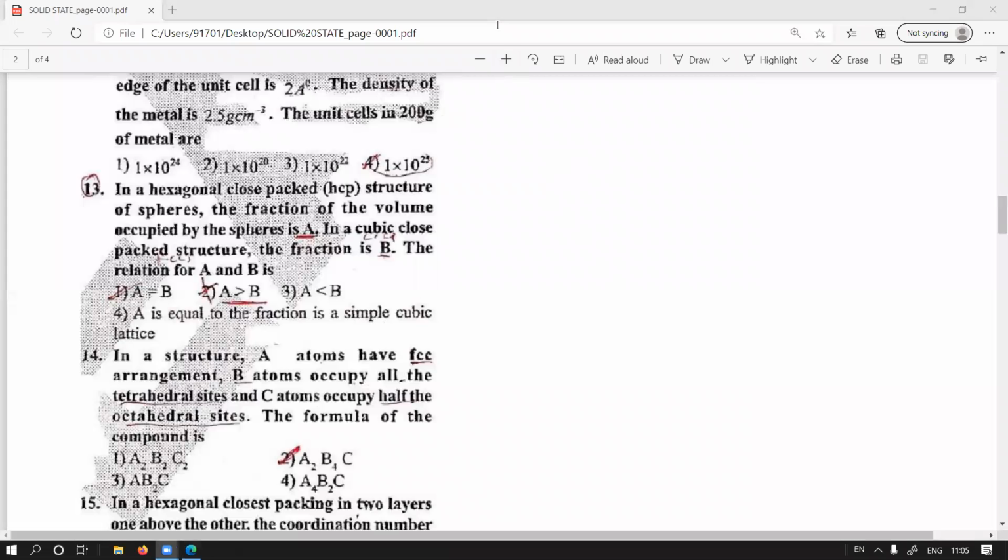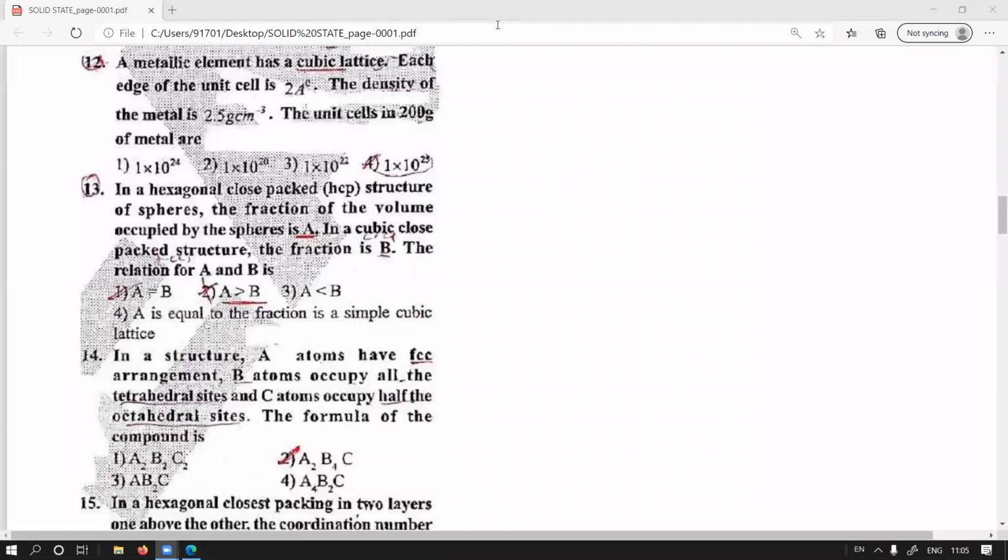See, from the 13th question onwards. What did they give in the 13th question? In a hexagonal close packing structure of spheres, the packing fraction of volume occupied by the sphere is A. Means A atoms are in HCP.